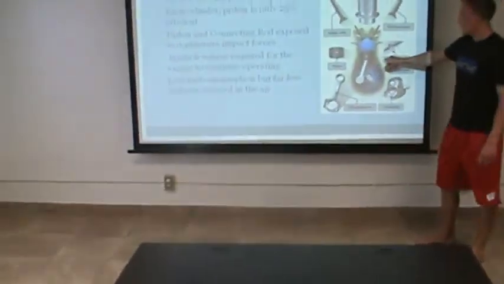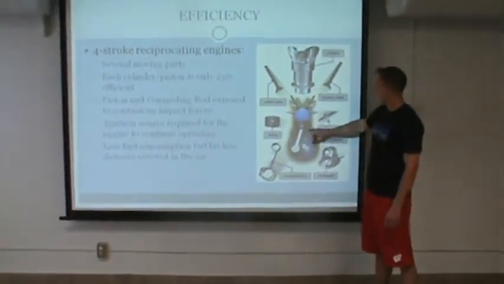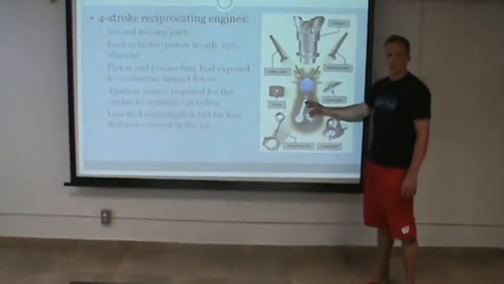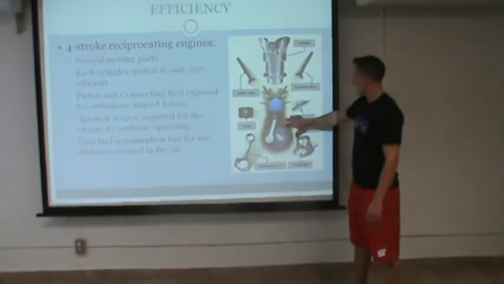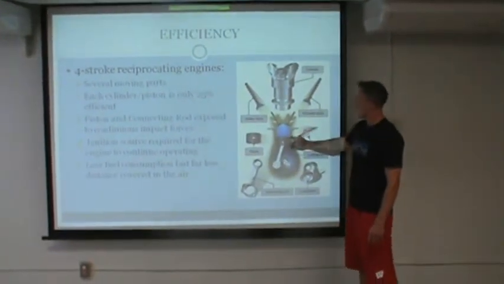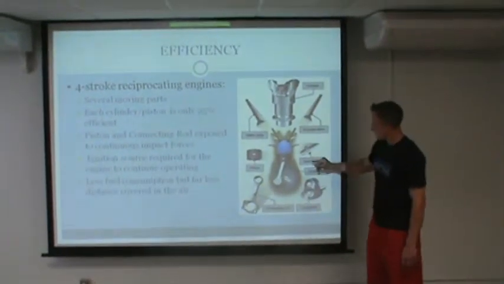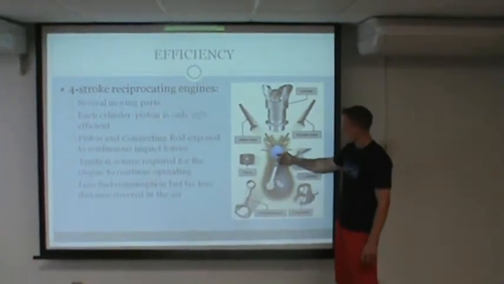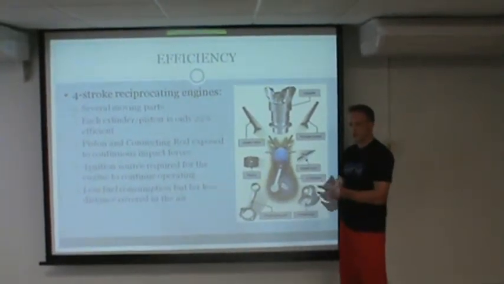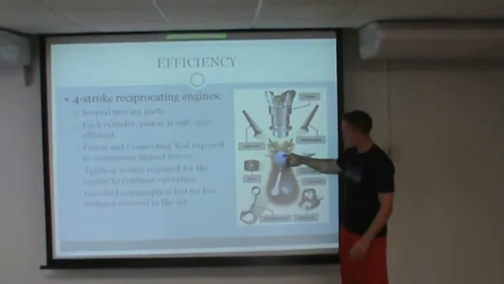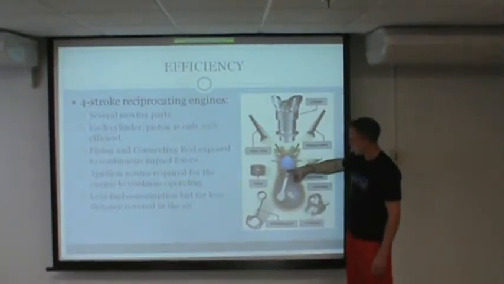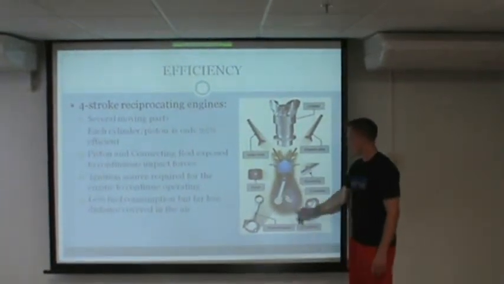Each cylinder is only 25% efficient because it's only producing power 25% of the time during its 4 strokes. So again, it's far less efficient. It has several moving parts. The piston and the connecting rod itself, they're exposed to impact forces. Every 1 in 4 turns, it's exposed to an impact force. That explosion that happens up here, which connects to the piston down to the connecting rod and to the crankshaft.